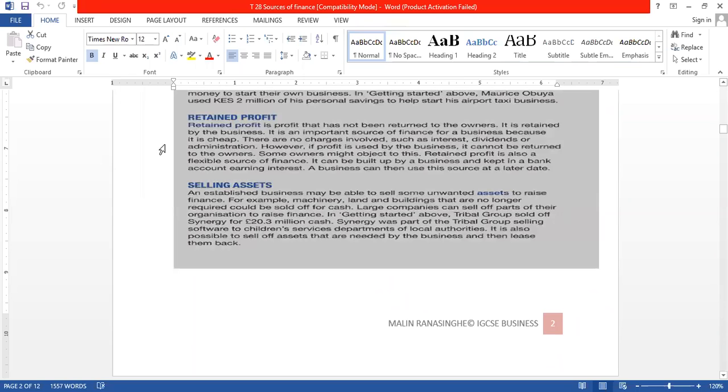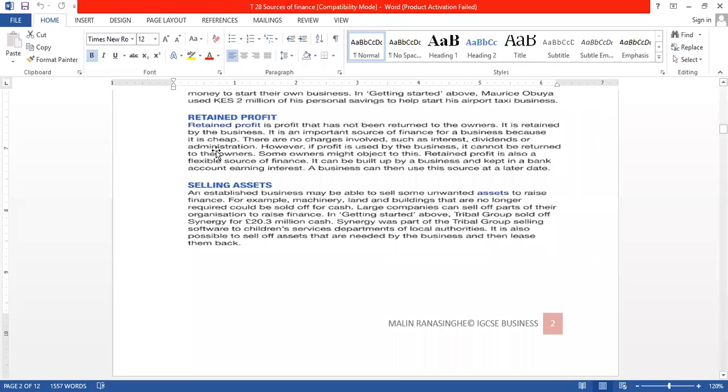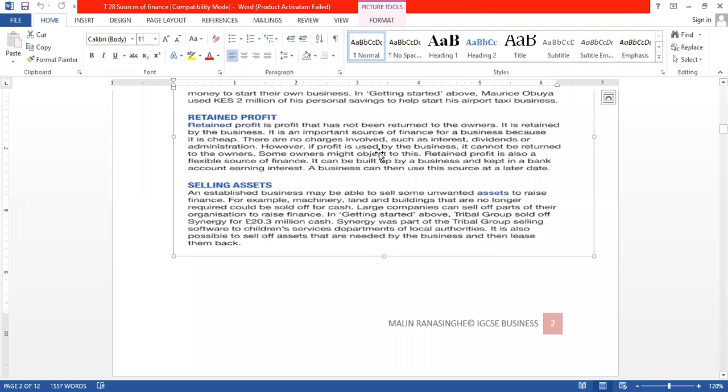The main advantage again is that it is a cheaper method, with no charges and no interest. However, the disadvantages here are that sometimes when using the retained profit, objections can come from the other owners, and also retained profit sometimes may not be sufficient for your project. Those are two advantages and two disadvantages.